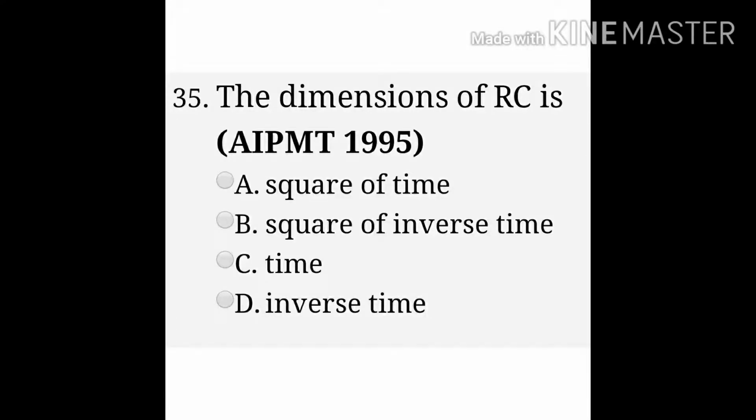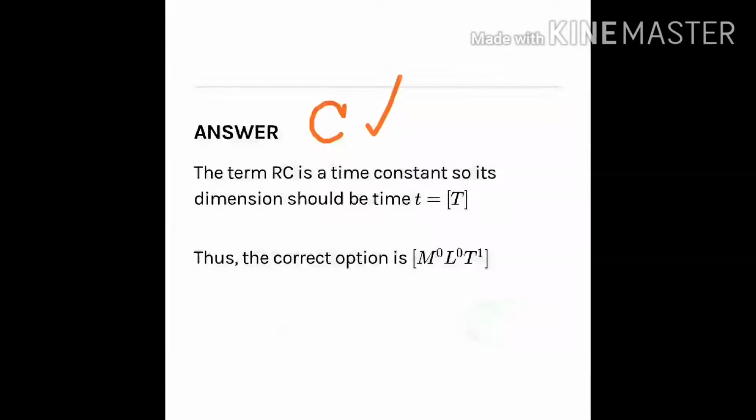Question number 35. The dimensions of RC is option A, square of time; option B, square of inverse time; option C, time; option D, inverse time. The correct option for question number 35 is C, because the term RC is a time constant. So its dimension should be capital T only.